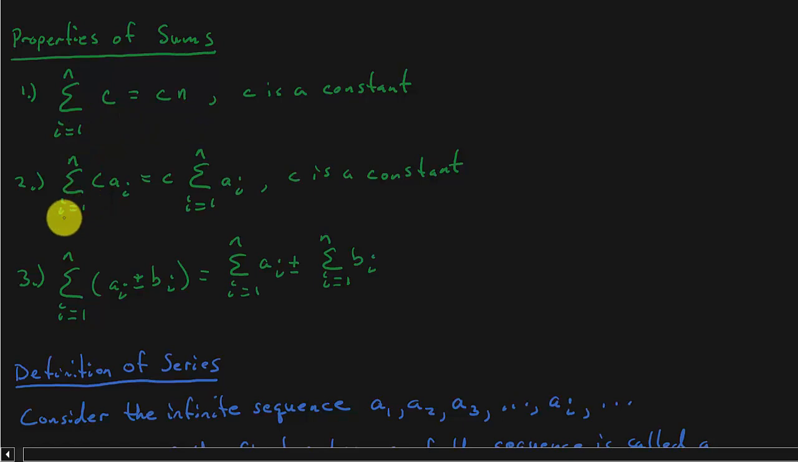This one, the summation i equals 1 to n of c times a sub i is equal to c times this sum, and c is a constant. So what this property is saying is that you can take this constant here and pull it outside the summation. All right, you can't pull the a sub i out, but any constant term you can pull out. And then the sum i equals 1 to n of a sub i plus or minus b sub i, this works for addition and subtraction, is you can split them up and find the sum of each one individually. All right.